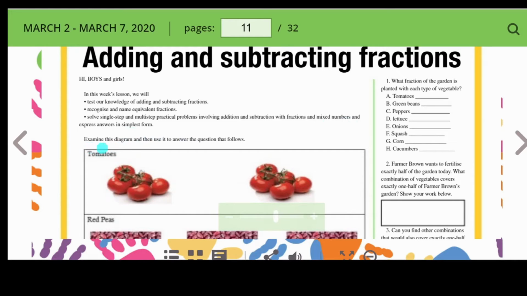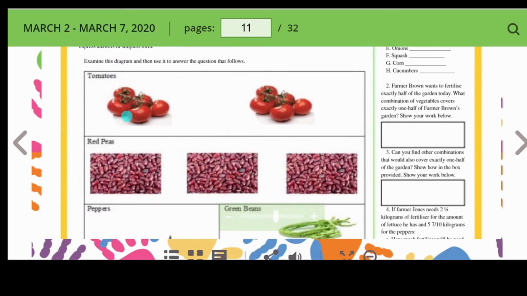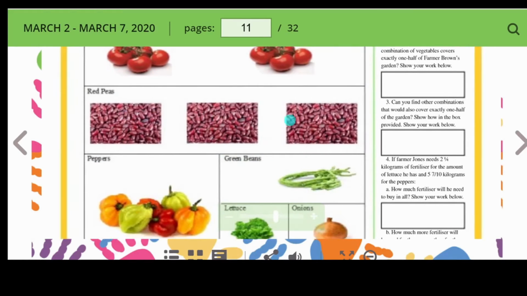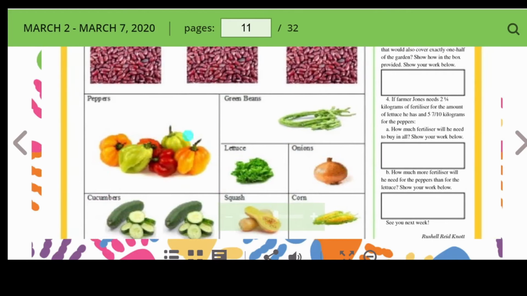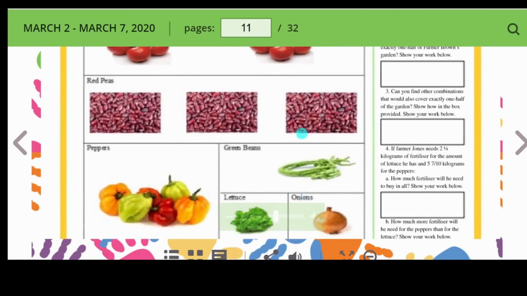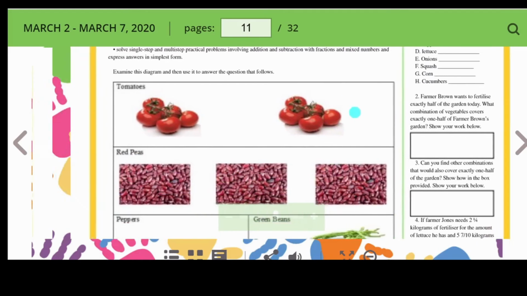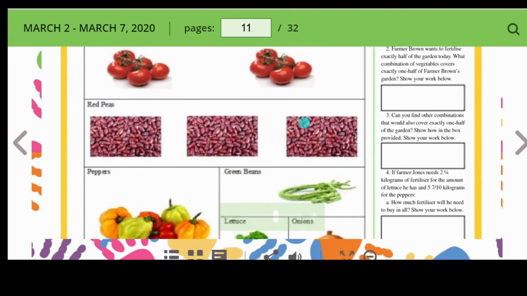Now it says here we need to examine this diagram and then use it to answer the questions that follow. So here we have tomatoes, red peas, peppers, green beans, lettuce, onions, cucumbers, squash, and corn. Question 1. What fraction of the garden is planted with each type of vegetable? And here we have the list. Now in order to do this, we'll have to compare each section.